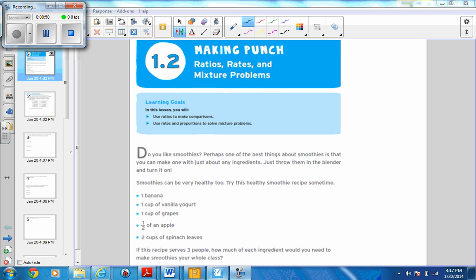So think about that. Think about how many people are in your class, and then think about if this serves 3 people, how many would you need? Stop and write that down and figure it out.